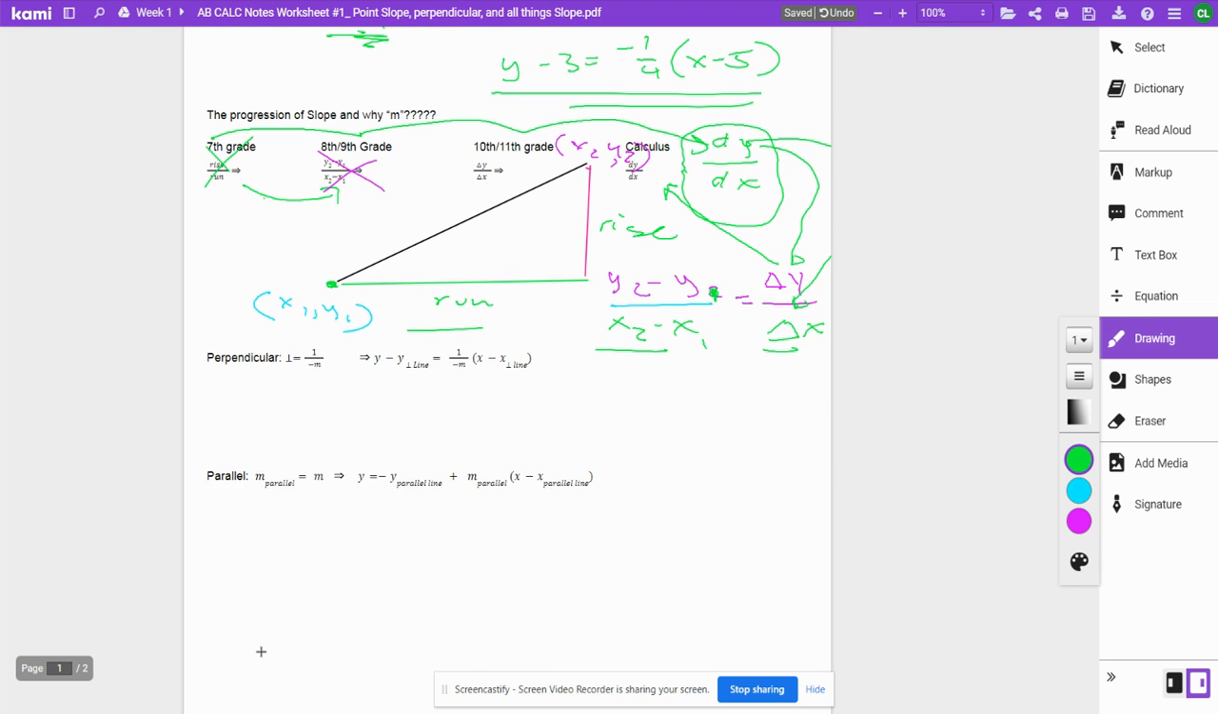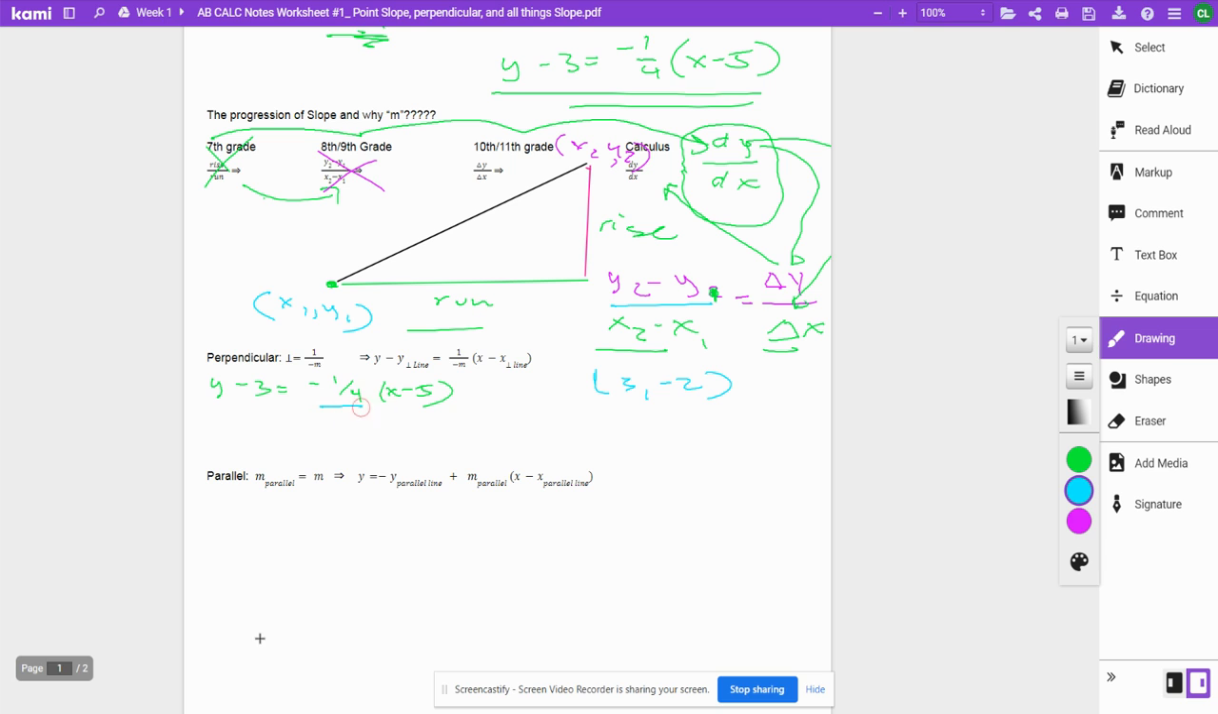So then we're dealing with perpendicular, and I'm going to deal with the one that I wrote up here. The one up here is y minus 3 equals -1/4 times x minus 5. And then I want to write the perpendicular equation that goes through, let's make a different color, we'll go blue, the point 3 and negative 2.